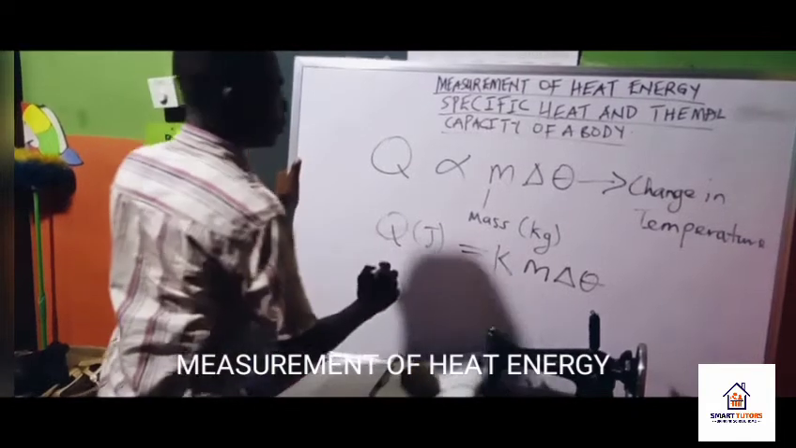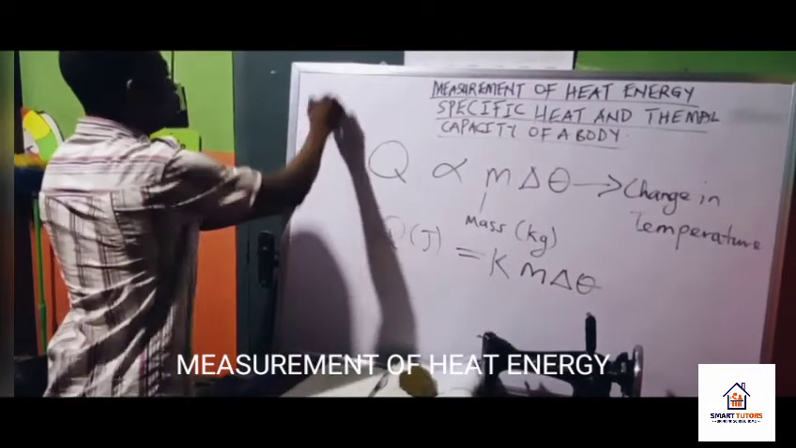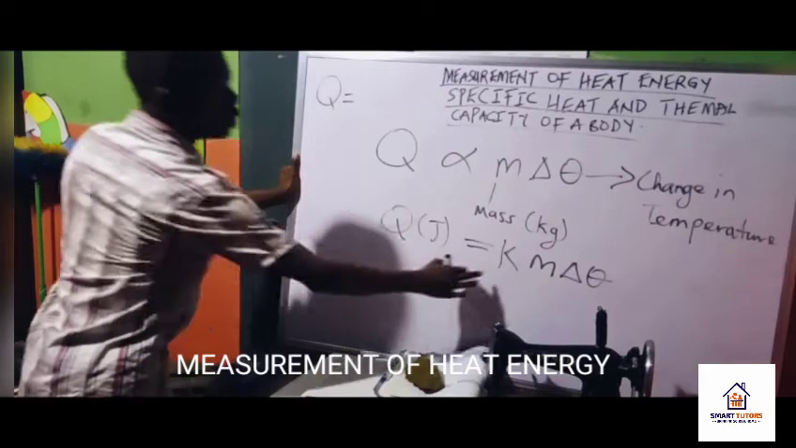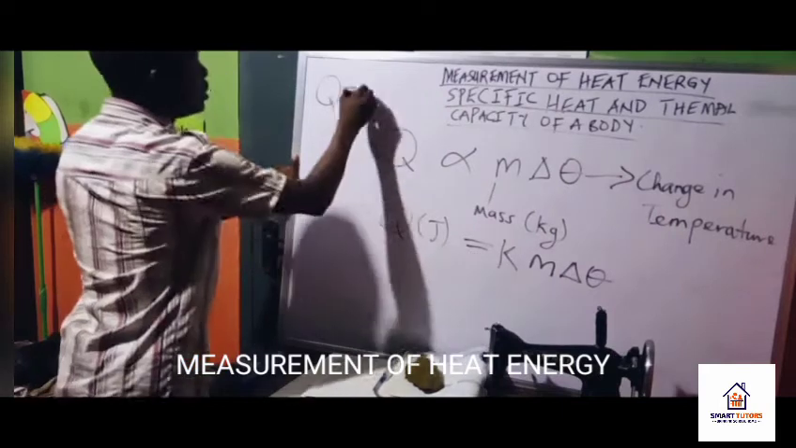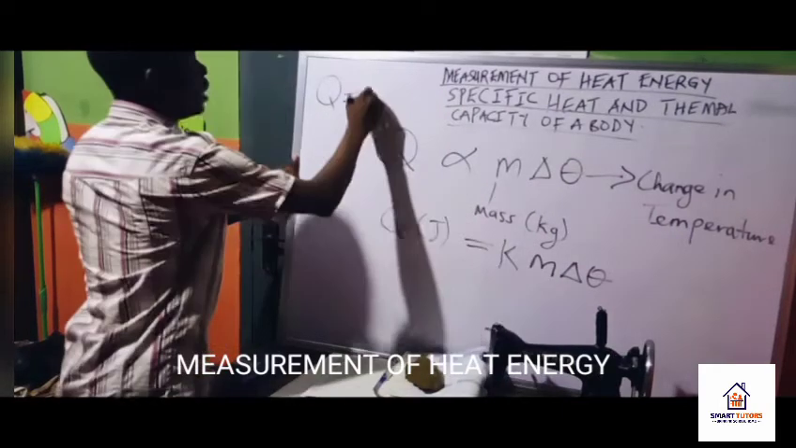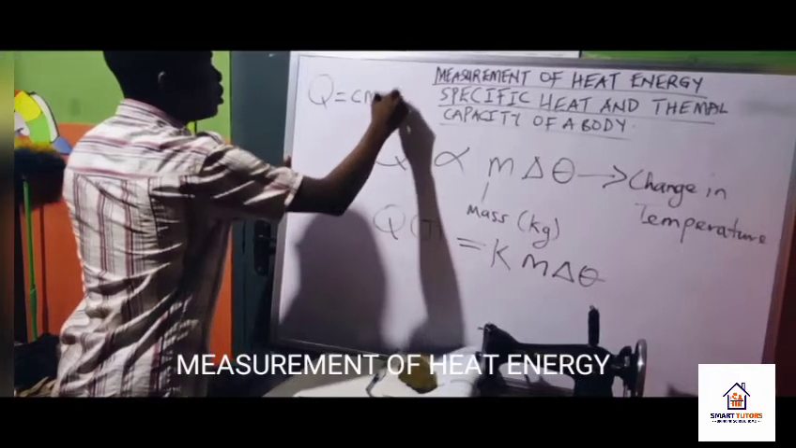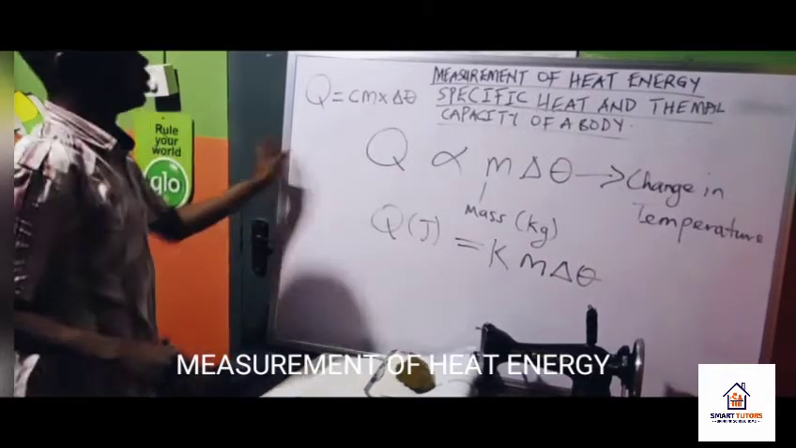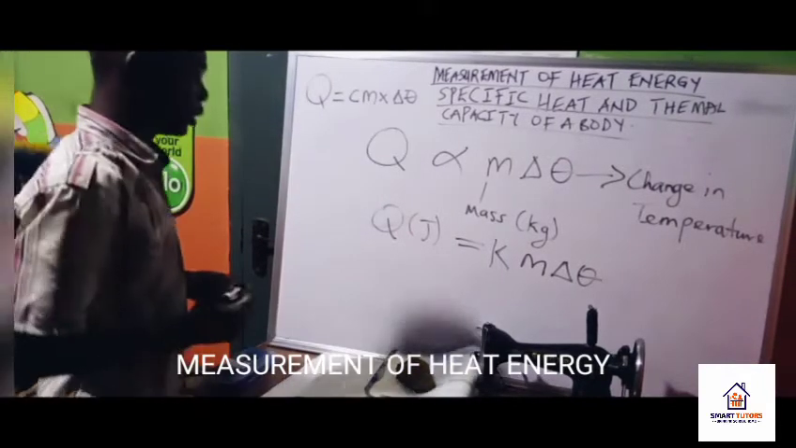So that is why your formula at the end of the day will turn to Q equals, this K will be C, and this M is your mass, and then times your change in temperature, theta. Your change in temperature.